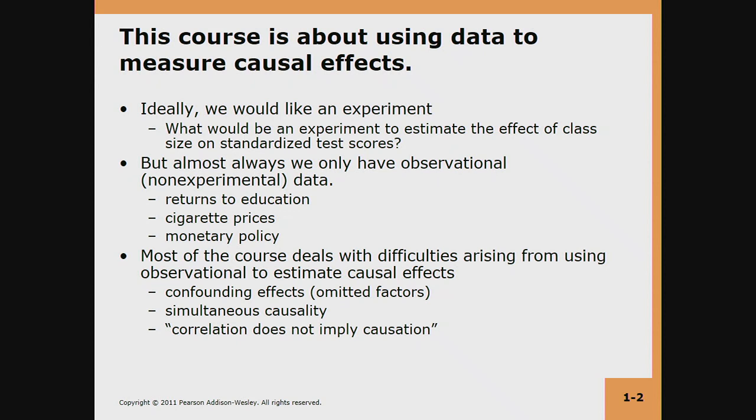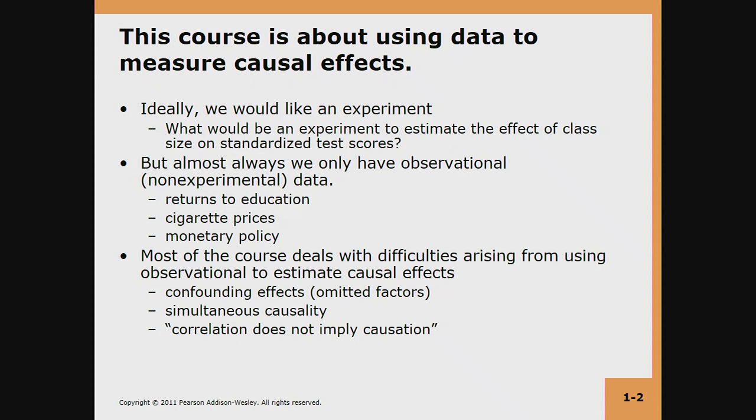Now this lists some of the problems here, the confounding effects. So these are omitted factors. If you're trying to estimate the effect of the change on interest rates on output, there's going to be a lot of things that also affect output. And you're probably not going to be able to control for all of them because you just don't have the data.